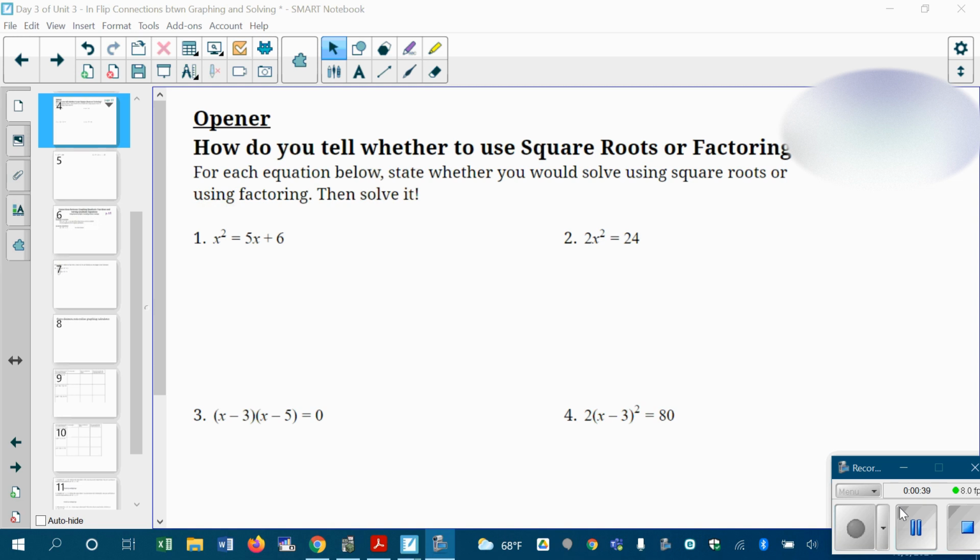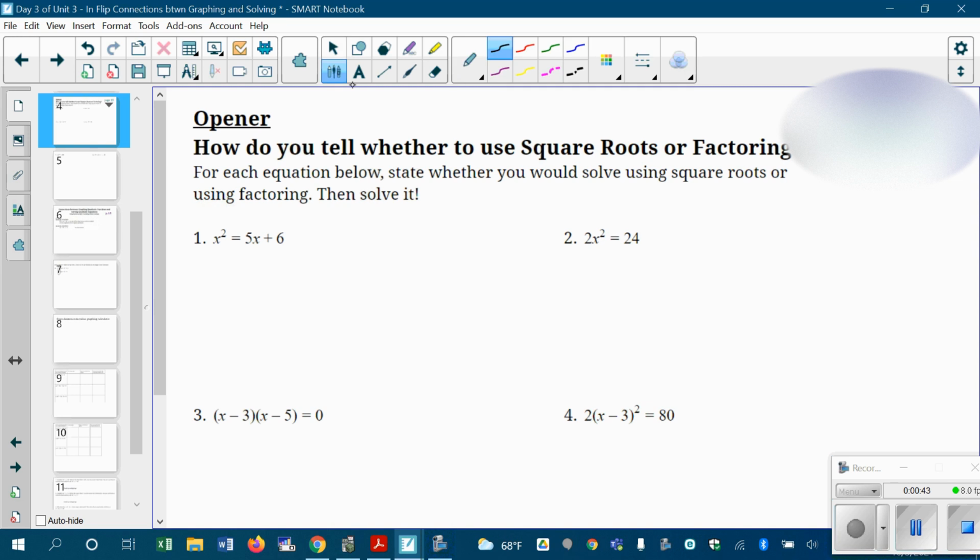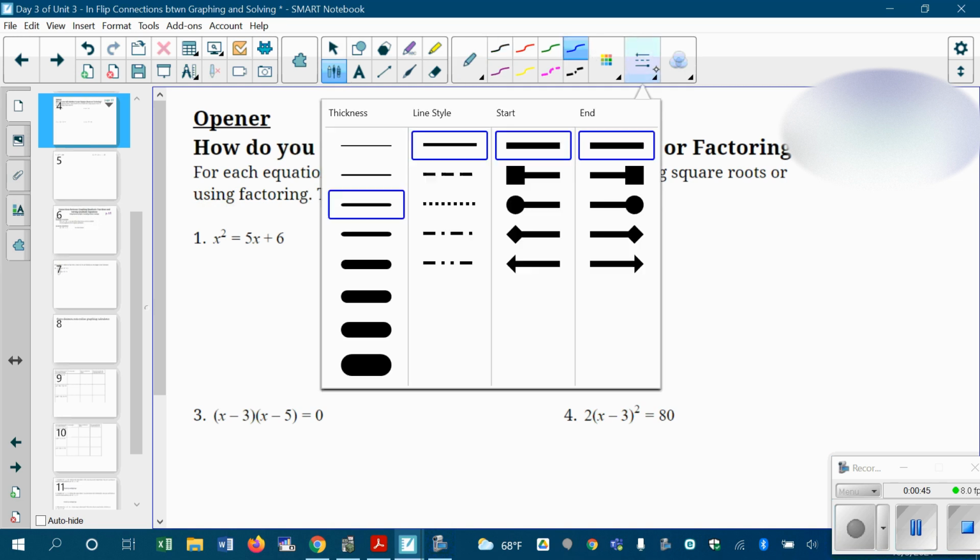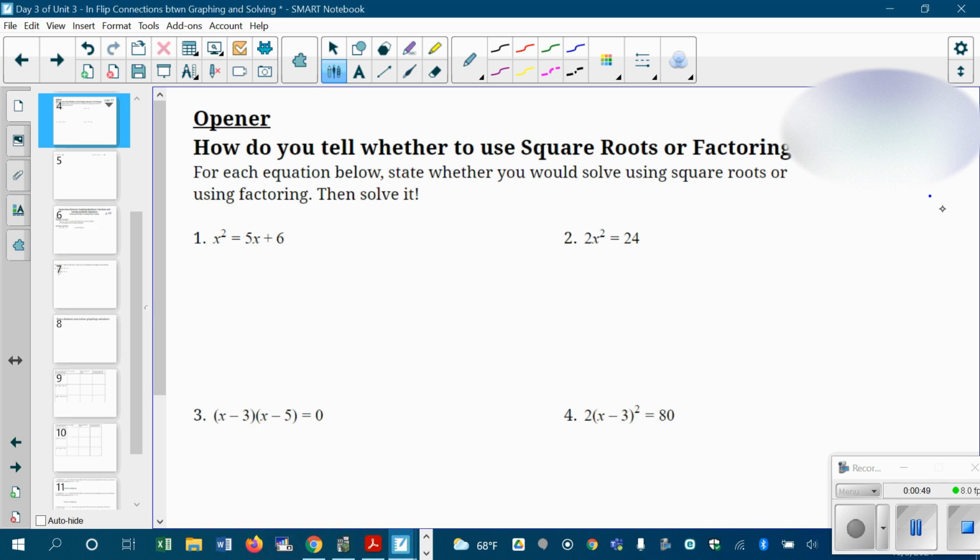We'll do a couple together, and then I'm going to ask you to do a couple on your own and come back and check, okay? So to begin with, let's look at problem number 1. I notice here that there are basically 3 terms. If I get this to standard form, by subtracting 5x from both sides and subtracting 6 from both sides, I'd end up with this equation.